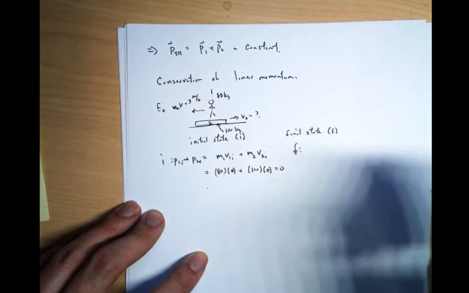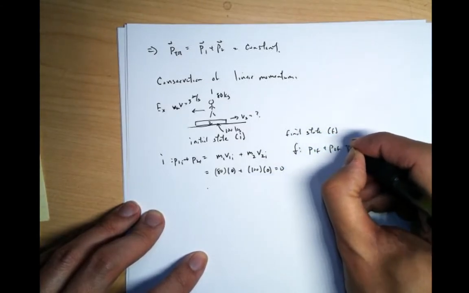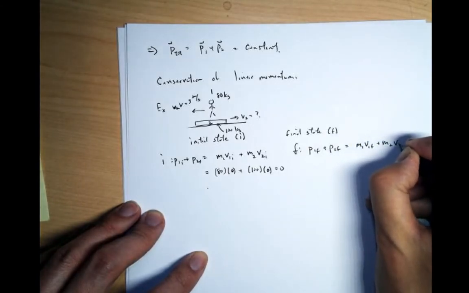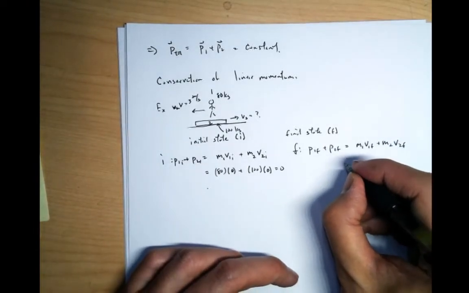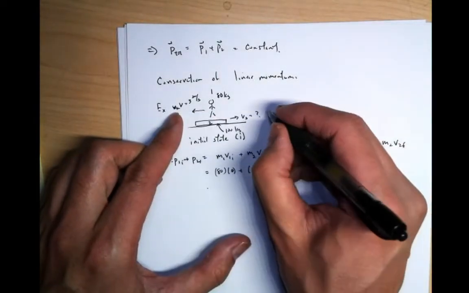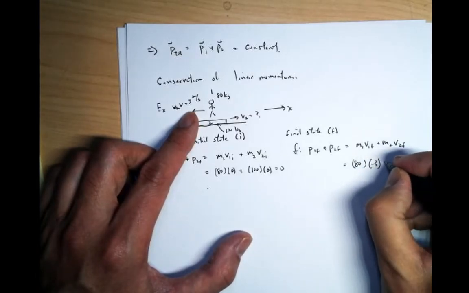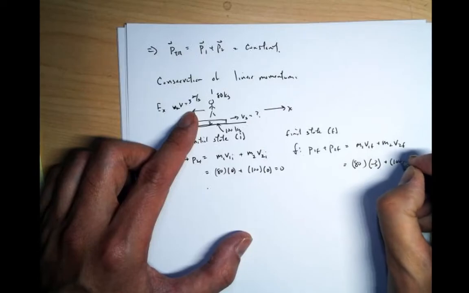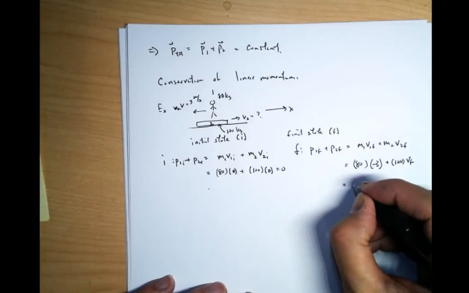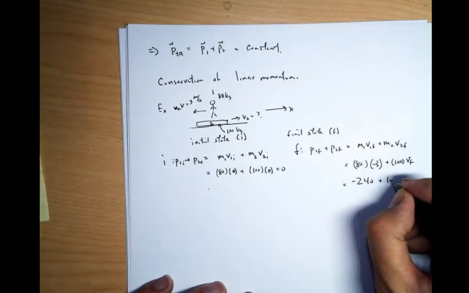Now look at the final state. P1F plus P2F is equal to M1 V1F plus M2 V2F. So this is going to be equal to 80 kilograms. Now this thing's running backwards. Let's define this x-axis as minus 3 meters per second, plus M2 is 100 times VF, which is something I need to find out, okay? So this is basically minus 240 plus 100 VF.